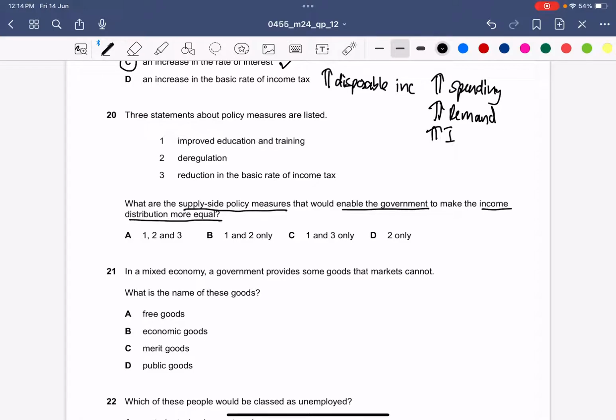Okay, first one. Yes, it's correct, because lower income groups can work efficiently and be employed. This improves income distribution. Second, deregulation. No, this is not relevant, because it is more relevant to making the market more efficient and competitive. Third one, reduction in the basic rate of income tax. Yes, because this lets the lower income group pay less tax. So the answer is C.